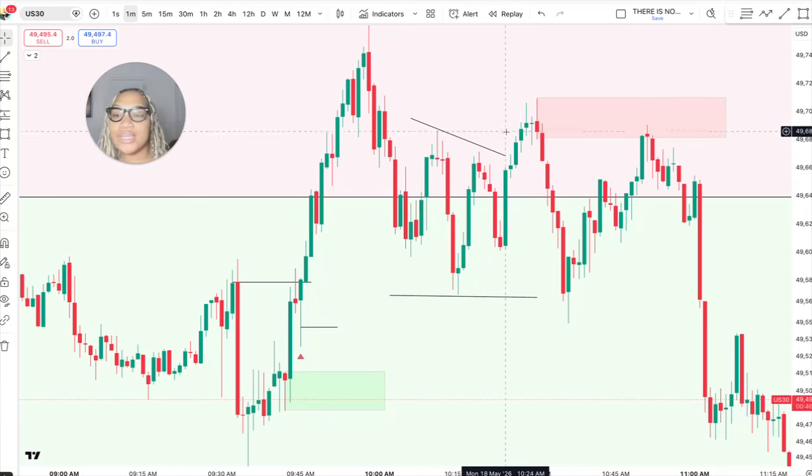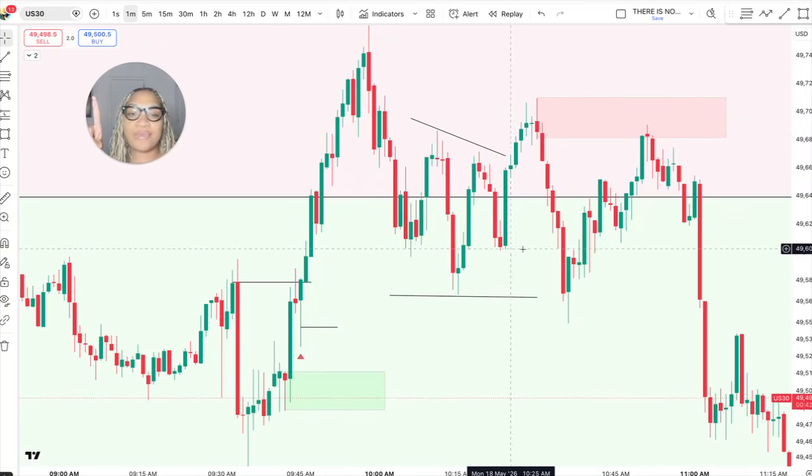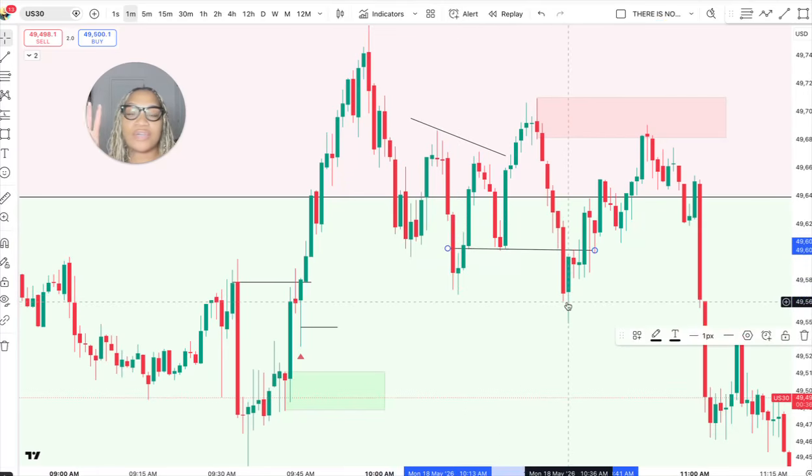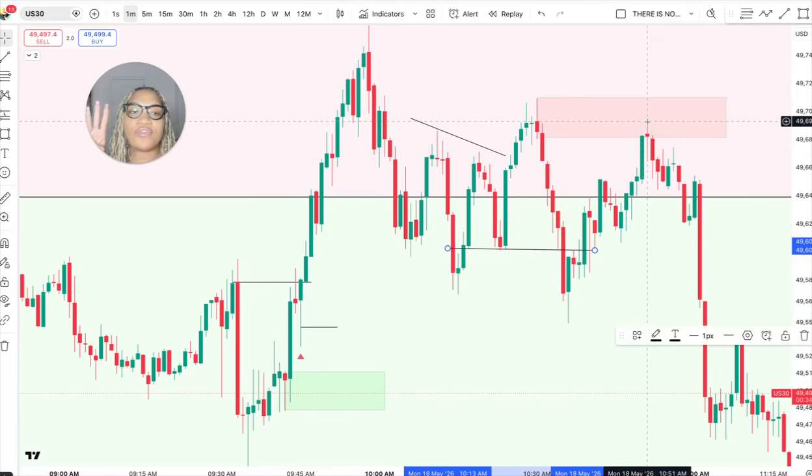Here's that liquidity grab that I was telling you about. So number 1, liquidity grab. Number 2, we want to see a break of structure happening, right? We want to see this low being broken, break of structure. And then number 3, retest. And this is your perfect entry for those who had that selling bias today.